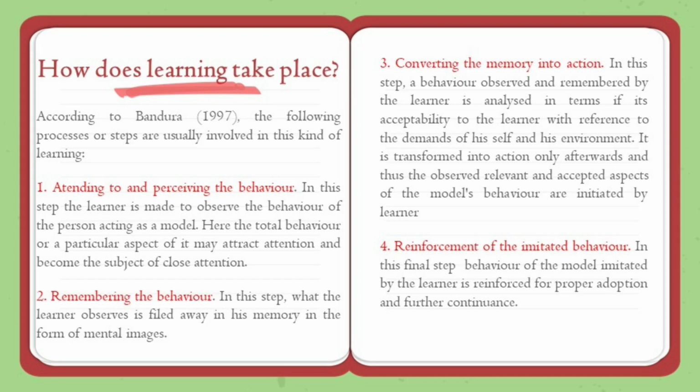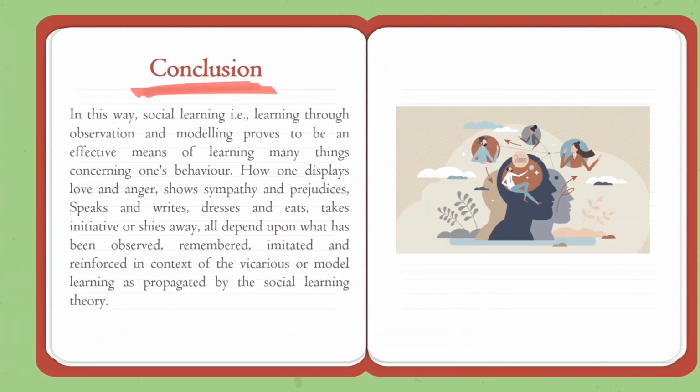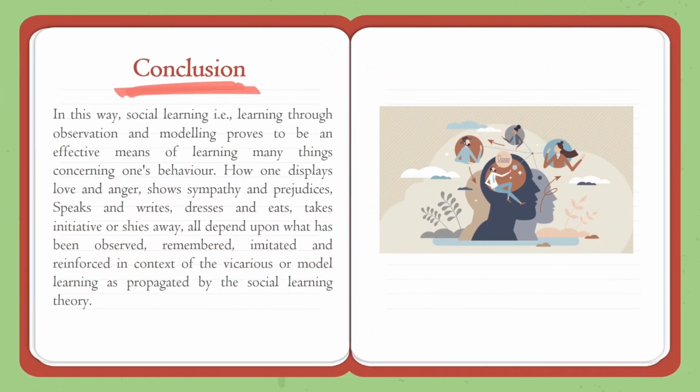In this step, the behavior observed and remembered by the learner is analyzed in terms of its acceptability to the learner with reference to the demands of his self and his environment. And the last one is reinforcement of the imitated behavior. In this final step, the behavior of the model imitated by the learner is reinforced for proper adoption and further continuance.